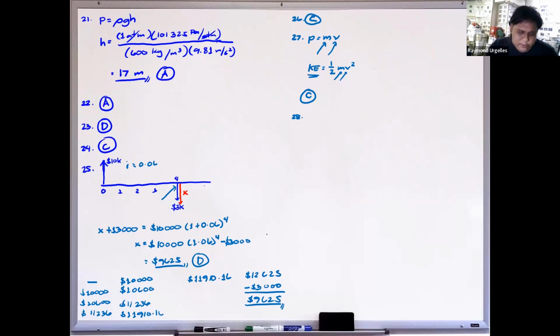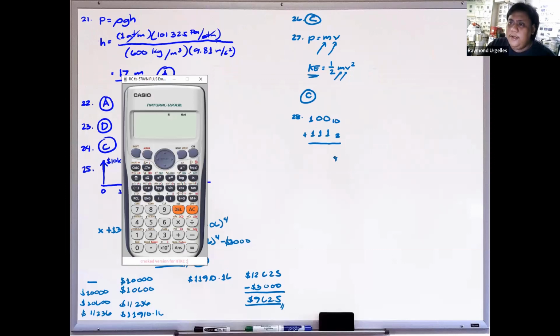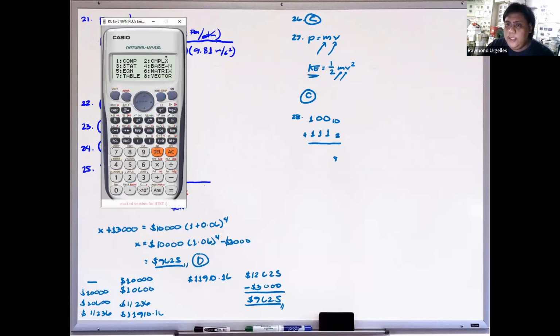So for number 28, we have 100 base 10 plus 111 base 2. You can just enter this directly in the calculator. We want to know what this is in base 8. So this is what we will do on the calculator. We are screen sharing. Go to mode, base n. The answer we want is in octal, so we go to octal. The first given is decimal.